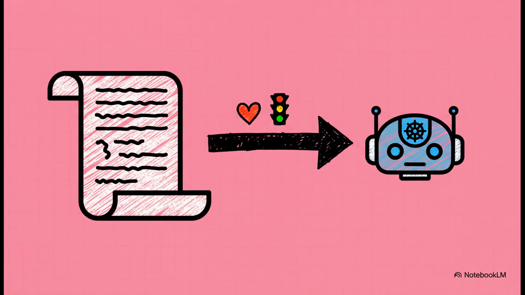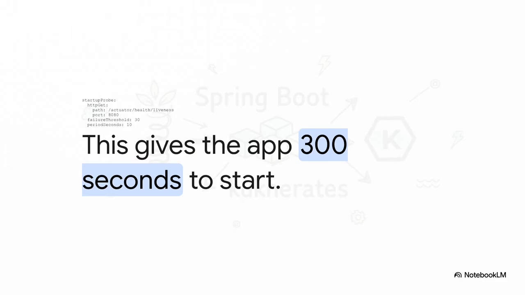This is where we wire everything up in our deployment manifest. First up, and I cannot stress this enough for any Java application, the startup probe. Just look at the settings here. We're telling Kubernetes to check every 10 seconds, but to allow for 30 failures before it gives up. 10 times 30? That gives our app a 300-second or 5-minute grace period to get itself together. This is the single most important thing to prevent that dreaded restart loop we talked about earlier.